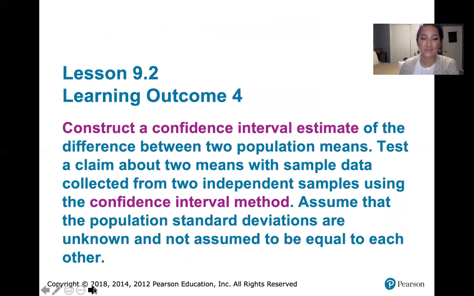I will see you in the next video to discuss the confidence interval method. We'll discuss how to find a confidence interval estimate of a difference between two population means and when that's appropriate. And then we'll talk about testing a claim with two means with sample data collected from two independent samples using the confidence interval method. Again, we are assuming that the population standard deviations are unknown and not assumed to be equal to each other. And we'll discuss that in the next video.